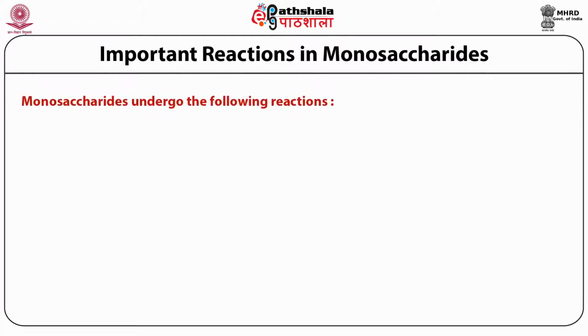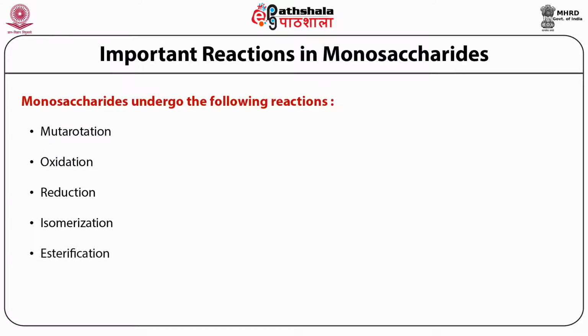Important reactions of monosaccharides are mutarotation, where an alpha sugar will convert to a beta sugar, and second, oxidation. The hydroxy group will undergo oxidation to produce aldehydes or ketones. The third is reduction. The aldehyde group will undergo reduction to produce alcohol, and the fourth is isomerization. Isomerization is one form of sugar unit converted to another form.